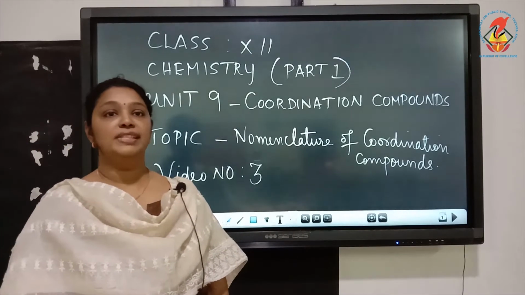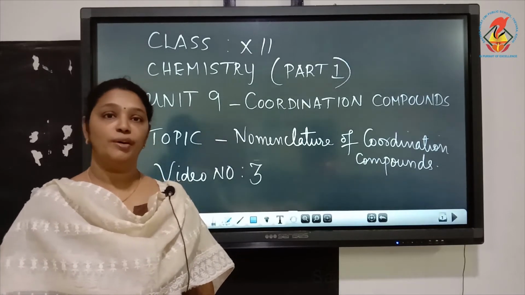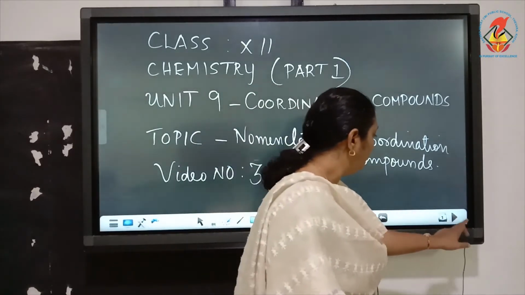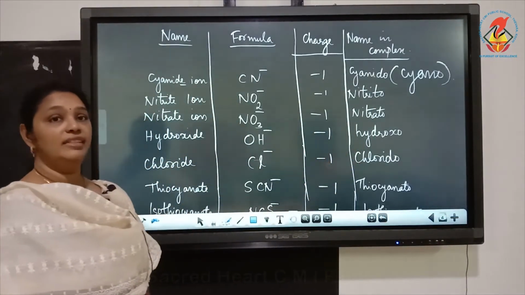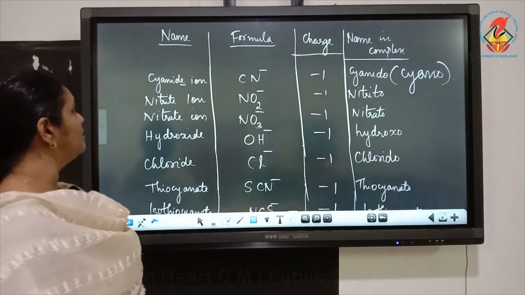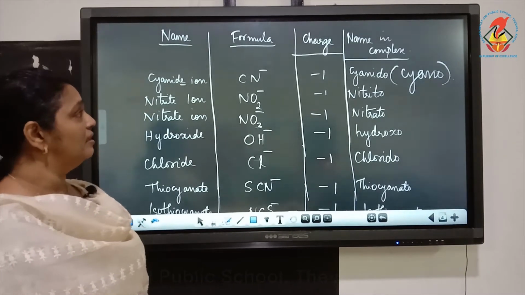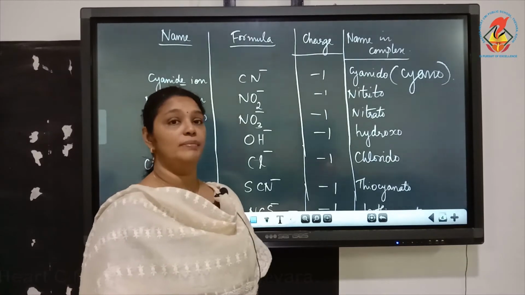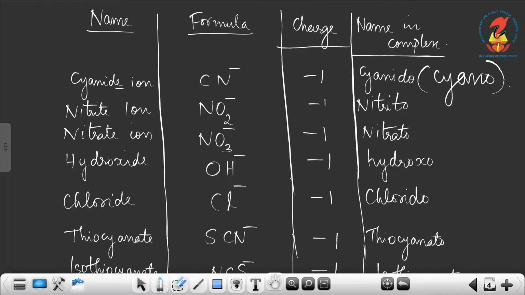In this video, we will see examples for IUPAC nomenclature of coordination compounds. Before we come to the IUPAC nomenclature, I have written here a table with 4 columns. The first column has the name of the ligand, the second column the formula, the third column the charge, and the fourth column the name of the ligand in the complex.